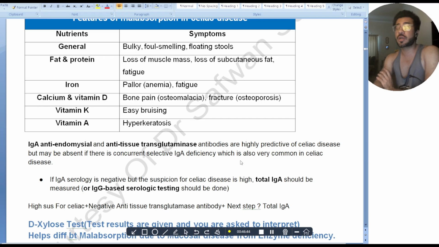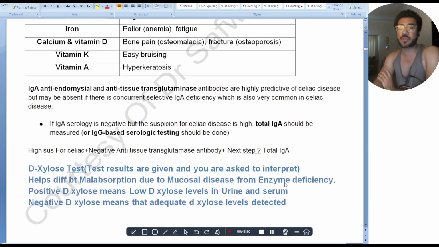So in order to further confirm, you need to measure the total IgA level in order to make sure that you have ruled in or out this disease. High suspicion for celiac, negative anti-tissue transglutaminase antibody. What is the next step? Total IgA levels in the blood. So this is what I wanted to say, that in a person who is IgA deficient, you are not going to be able to find this antibody. So the next best step would be to measure total IgA antibody.